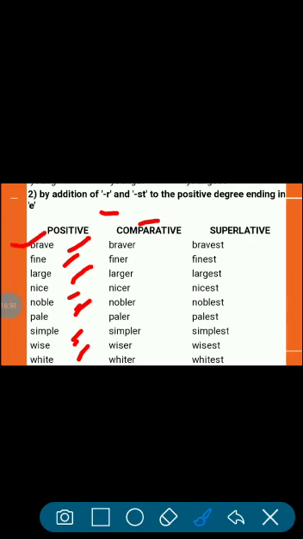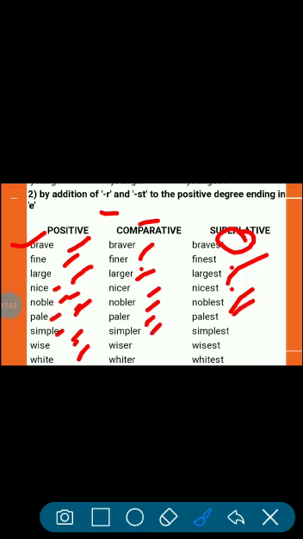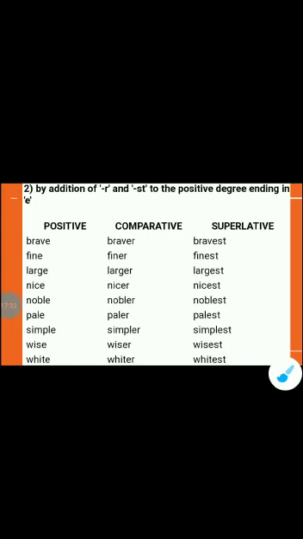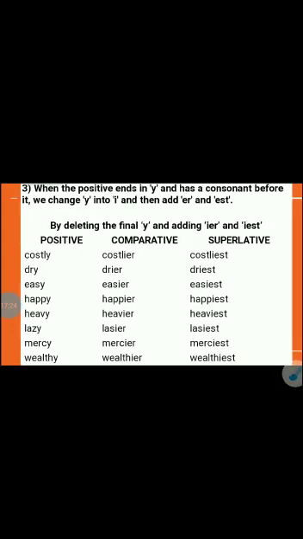So brave, there is E at last, so we add only R, it becomes braver. Then we use only ST, it becomes bravest. Fine, finer, finest. Large, larger, largest. Nice, nicer, nicest. Noble, nobler, noblest. Pale, paler, palest. Simple, simpler, simplest. Wise, wiser, wisest. White, whiter, whitest. Okay, dear students, let's continue to the next slide for some more rules.